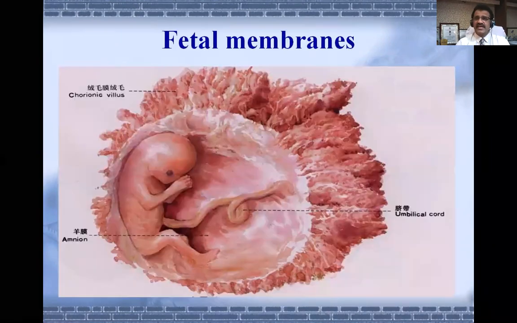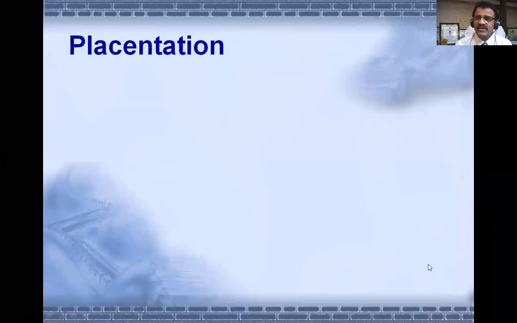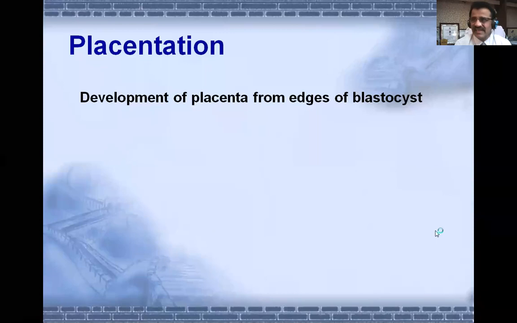Okay, here you can see those fetal membranes in this baby. A baby or a fetus is shown with the umbilical cord, and this is the placenta. You can see all chorionic villi, and you can see this amnion inside. Okay, some pictures more I'll show you later on. Now we'll go to placentation, the last part of fetal membranes after umbilical cord.